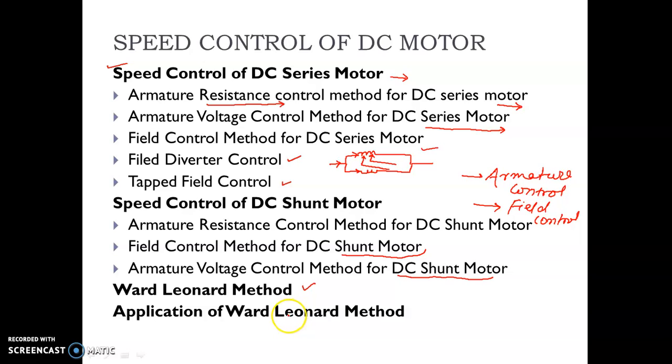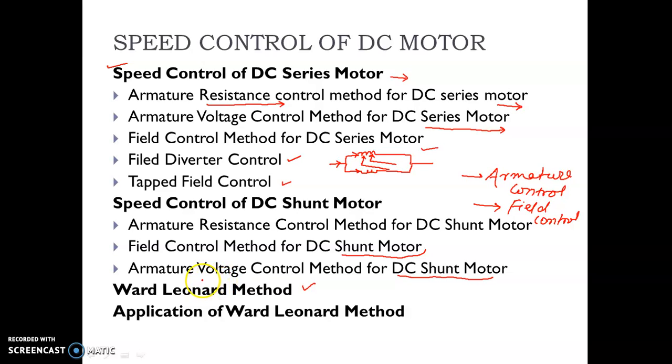Its application, advantages and disadvantages we will also see. But nowadays, in speed control there are many latest advancements of technology that you will study in later classes: how you can control the speed by using power electronic circuitry. That is quite simple and very easy. You can control the speed by using power electronic circuitry.